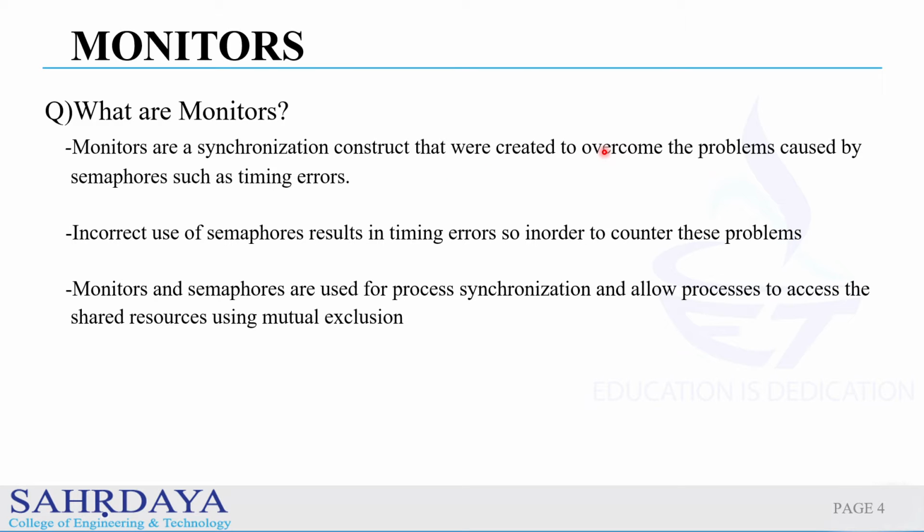So, what are monitors? Monitors are synchronization constructs that were created to overcome the problems caused by semaphores, such as timing errors. Incorrect use of semaphores results in timing errors. So, in order to counter these problems, we use monitors. Monitors and semaphores are used for process synchronization and allow processes to access the shared resource using mutual exclusion.